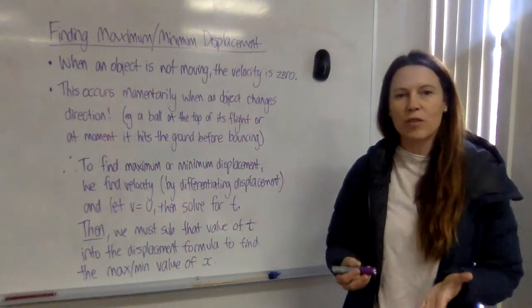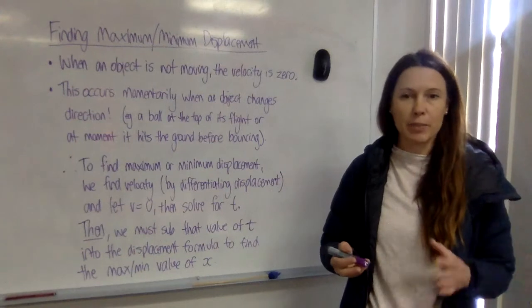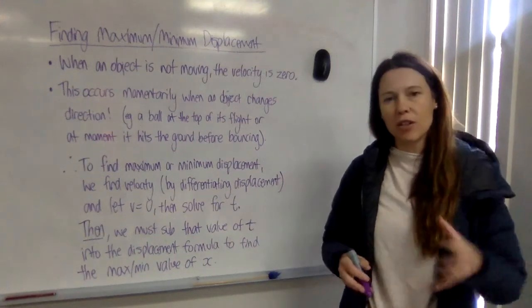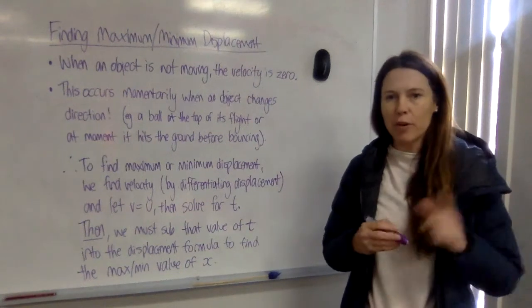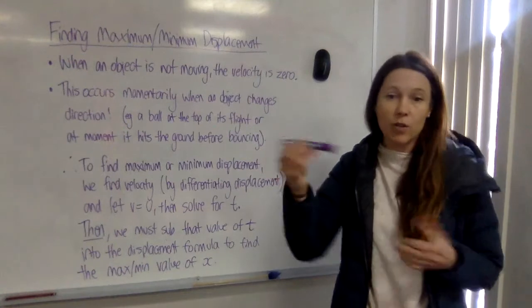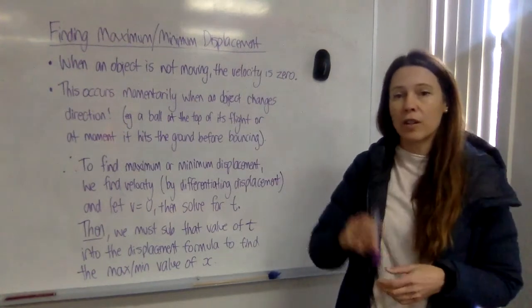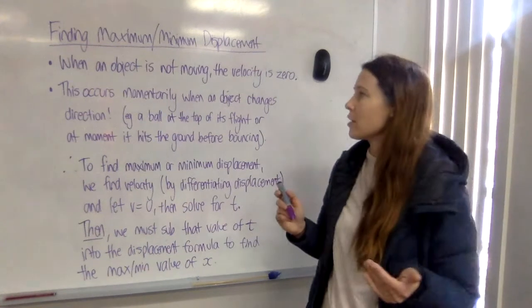Now there's a lot of questions we'll see where we need to find the maximum or the minimum displacement. And remember, displacement is x, and it's measured in terms of t, where t equals time. So as an object is travelling, and remember we're only looking at it travelling in one direction, either it's going back and forth along a number line, or perhaps just in one direction, or it's going straight up or straight down. It's not moving around in 2 or even 3 dimensions.